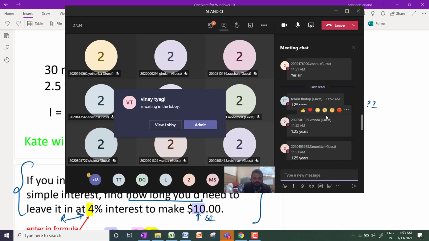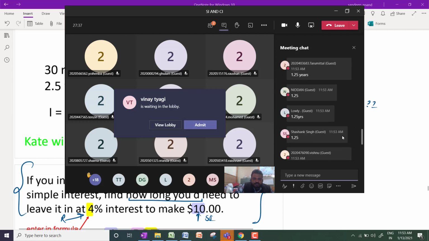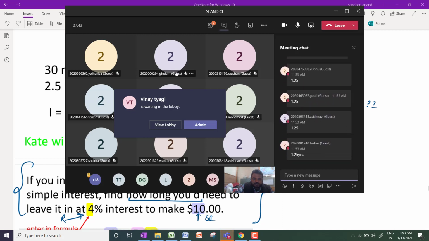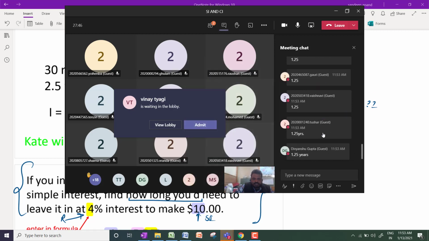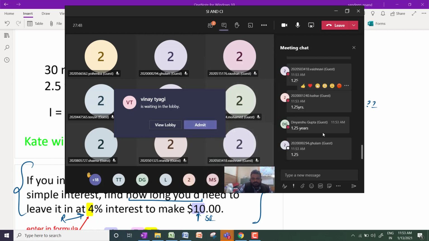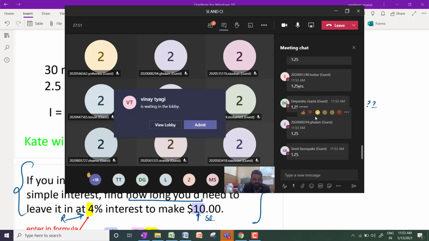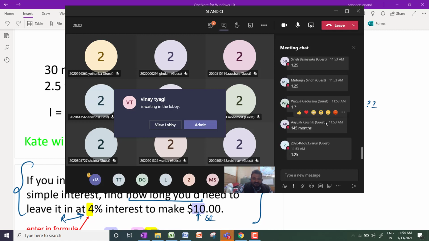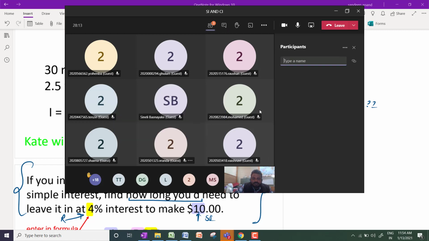Oh, well done. Tangent 1.25, Vranda 1.25, Taru 1.25, Nidan is the same, Lovely is the same, Shashank 1.25, Vishnu 1.25, Gauri, Vaishnavi and Tushar. Divyanshu also. Well done. Very good. Sineli 1.25. Good. Wagusal 1.2. Ayush Kaushik 145 months. Your time must be in years. If you divide this value by 12, Ayush, you will get 9 years, dear.